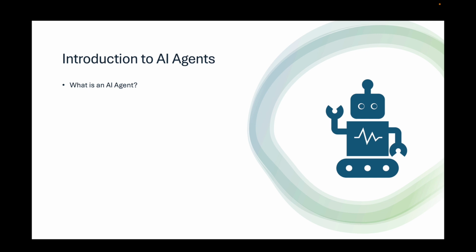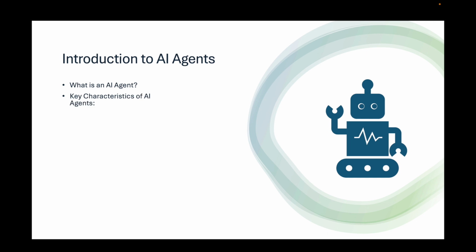Introduction to AI agents. What is an AI agent? An AI agent is a software entity that acts autonomously to perform tasks or solve problems on behalf of a user or another system. These agents are designed to perceive their environment through sensors or data inputs, make decisions or take actions based on that information, and adapt over time through learning mechanisms. AI agents can function independently or collaborate with humans or other AI systems.